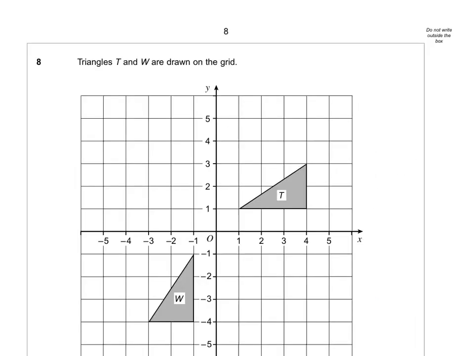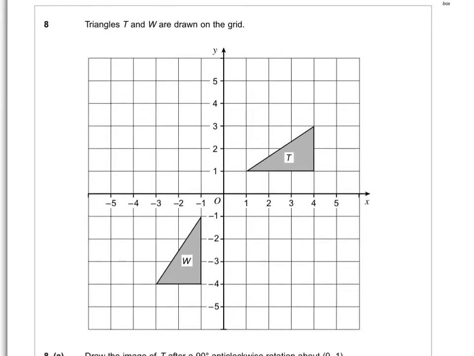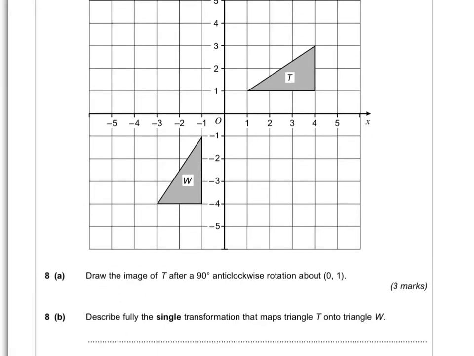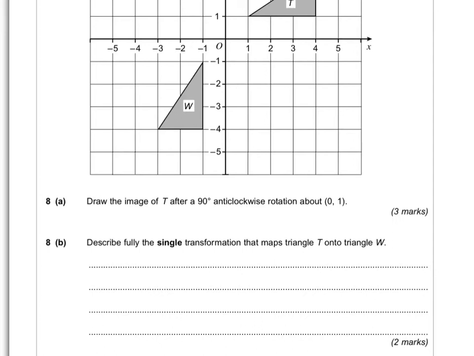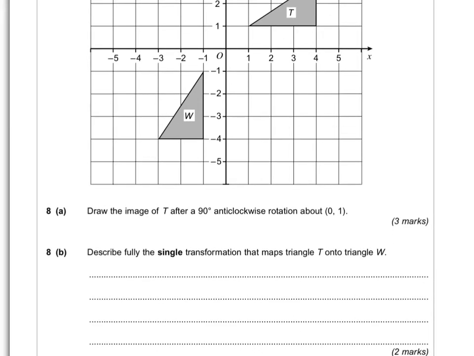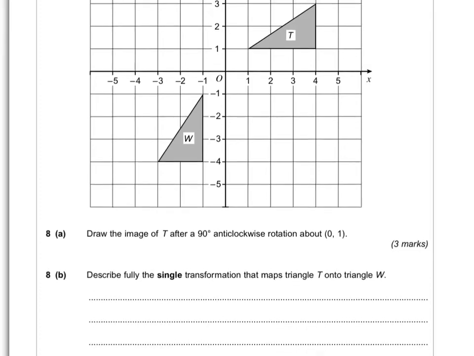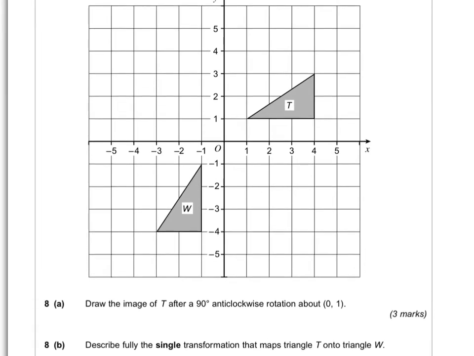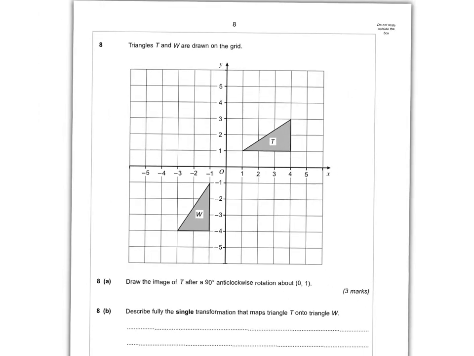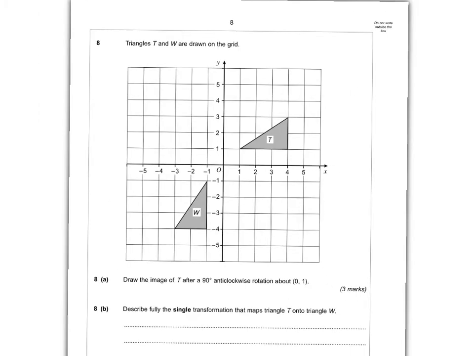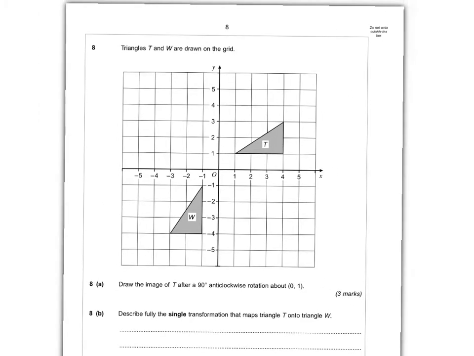Moving on to question 8. So we have two triangles drawn, and we have to draw the image of T after a 90 degrees anti-clockwise rotation about (0, 1), and then describe fully the single transformation that maps T onto W. So the image of T after a 90 degree clockwise rotation. So let's see.